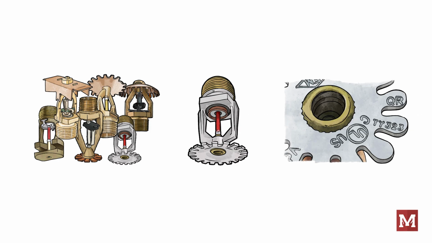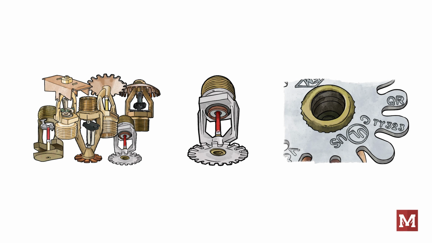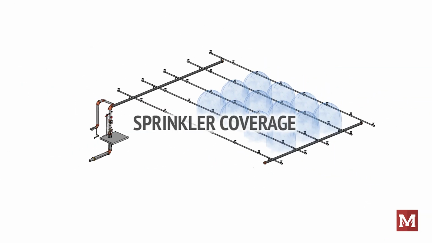As for a sprinkler's listing, well, it has no value in calculating your system. If you're the one designing the system, you want to ensure the sprinkler is listed to do what you want it to do.